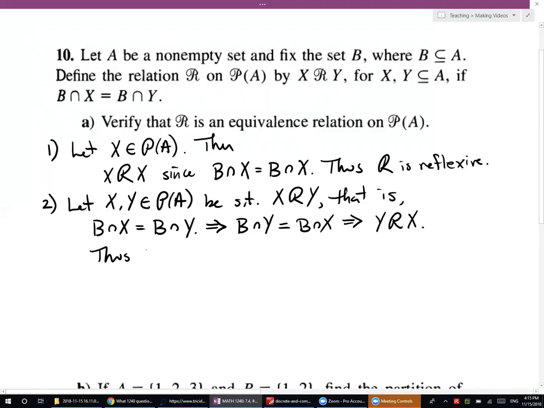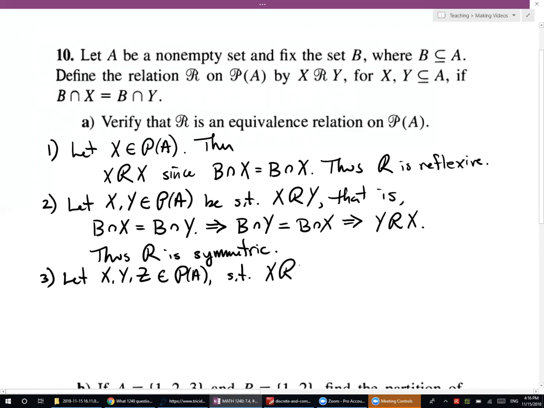Thus, R is symmetric. Three, transitive. Let X, Y, and Z all be in the power set of A, such that X is related to Y and Y is related to Z. I now need to show that X must be related to Z.